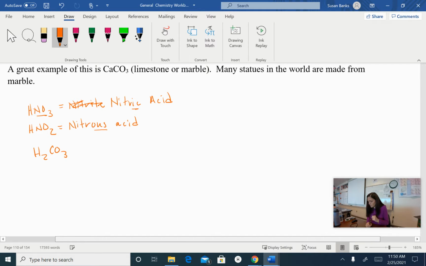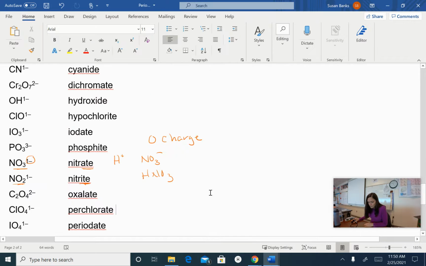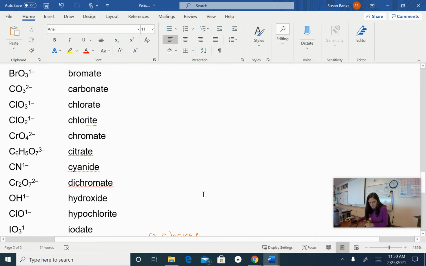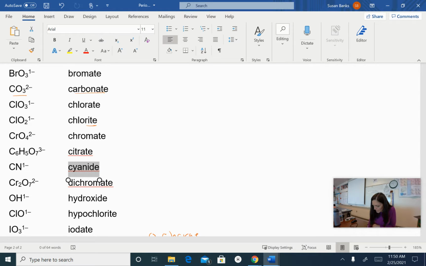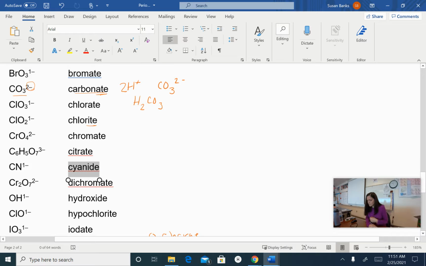H2CO3. So we need to look at what CO3 is. So let's look up CO3. CO3 is carbonate. Notice it has a charge of -2. So if I have hydrogens that are +1 and carbonate that is a -2, to balance out those charges, I'm going to need 2 hydrogens. That's why the formula was H2CO3, because I've got to balance out those charges. Okay, so this is an "ate." So we're going to change this to "ic." So this is going to be carbonic acid.